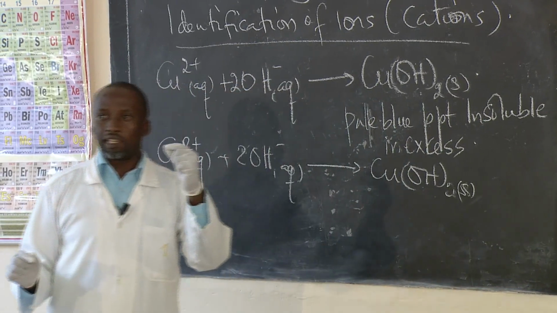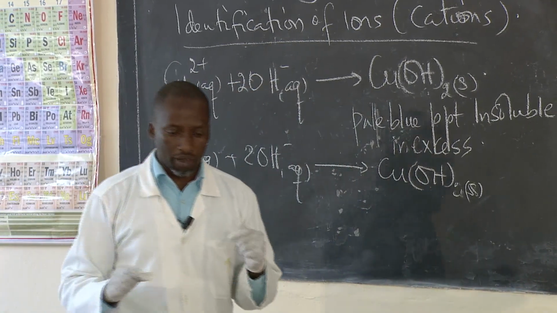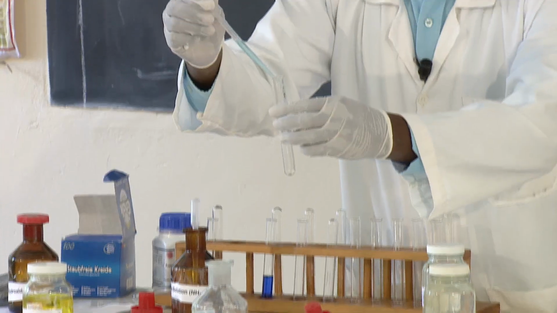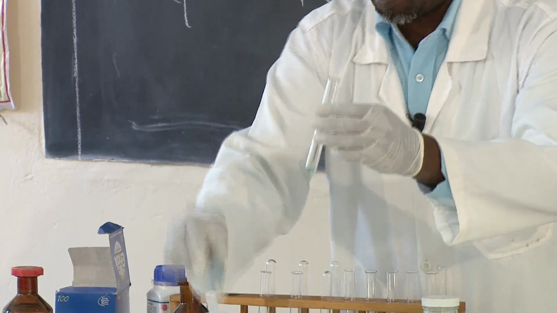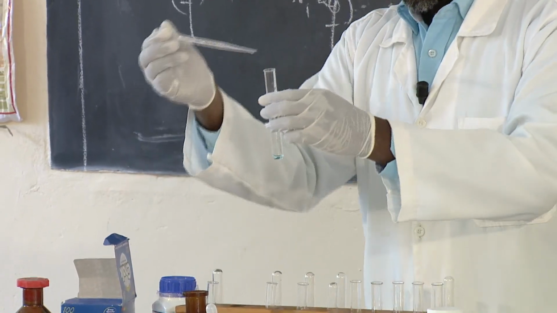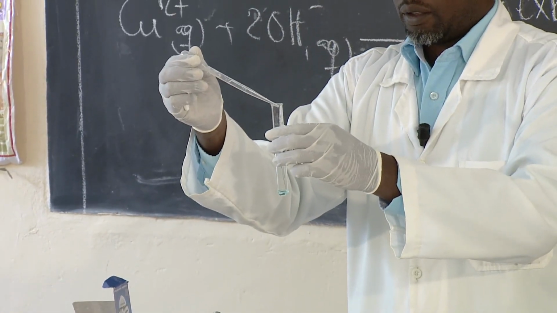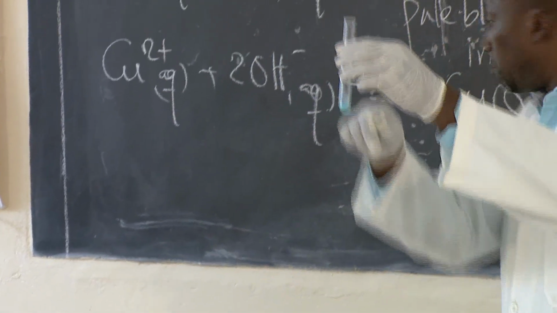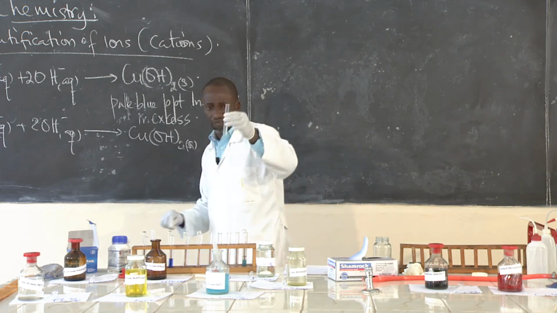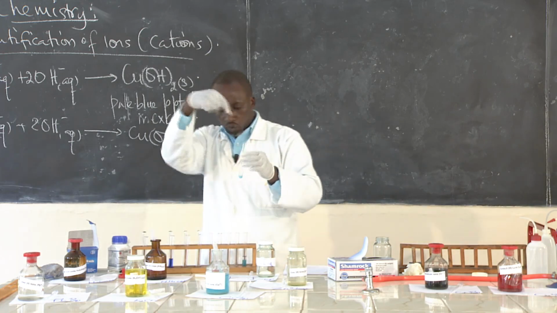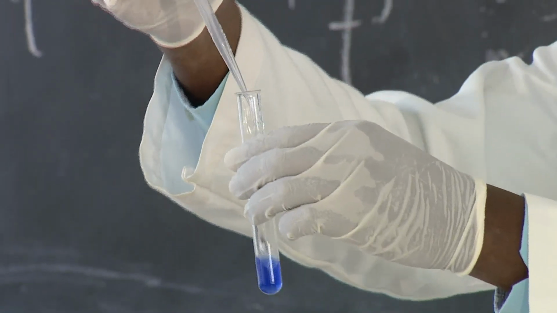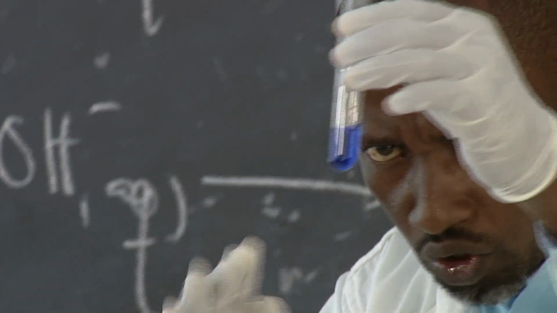Remember when we added some few drops, if you remember very well, I can still repeat once again to see what I'm talking about here. So this is what happened here. This is the blue precipitate which formed first. And then this, when we added excess, you see what happens? The solution has to be very clear.